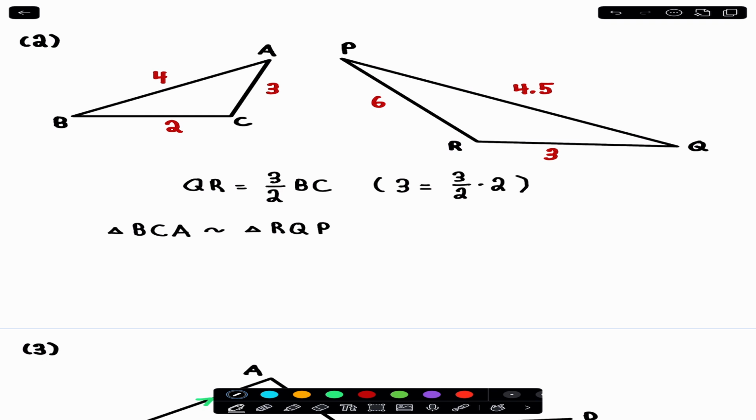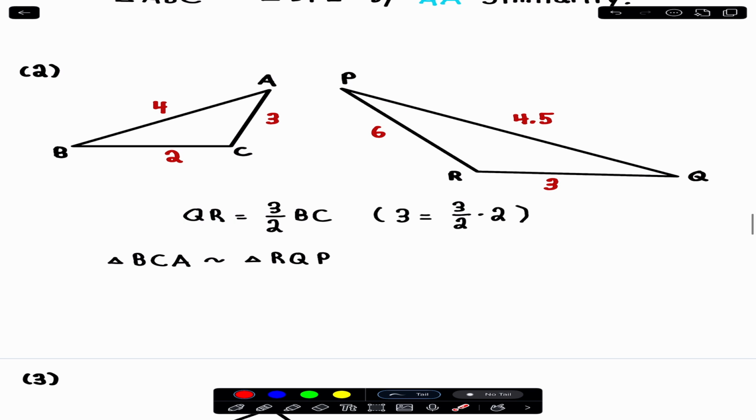We can fix it like this. Now we can check. BC is still the shortest side. RQ is the shortest side now. CA is the middle side. PQ is indeed the middle side. And let's pretend this C isn't there. AB is the largest side. And PR is indeed the longest side.